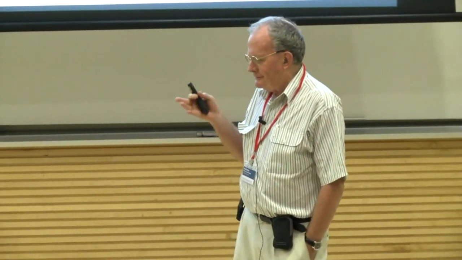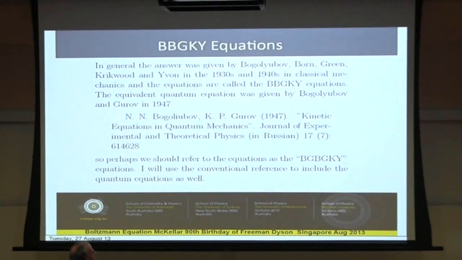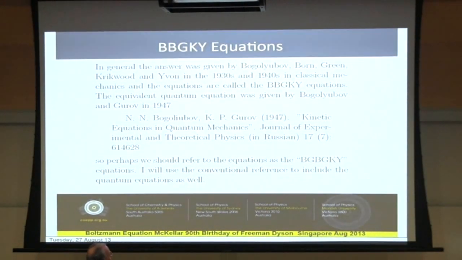Our n-body system is a complicated system, so we wouldn't expect that to be a closed equation. It turns out that the time dependence of the one-body density matrix is given by the two-body density matrix, and the time dependence of the two-body density matrix is given by the three-body density matrix, and so on. You get a whole chain of equations. In the classical system, these equations were originally written down by Bogoliubov, by Born and Green, and by Kirkwood and Yvon. And the first reference to the quantum equations that I know of is a paper which was written almost at the same time by Bogoliubov and Gurov.